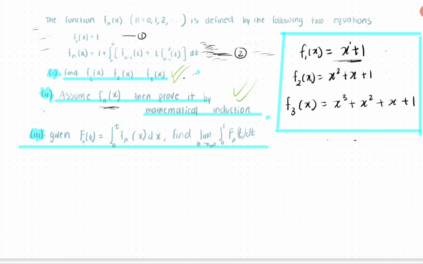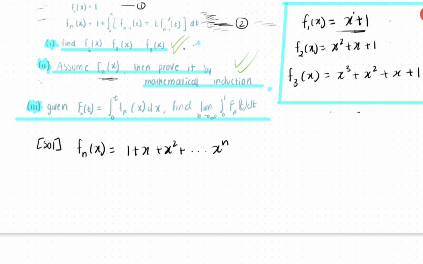Alright, so we're at the last part of the problem, and this part of the problem is maybe kind of tricky, but nonetheless, I'm going to read it. Given F_n(t) is equal to the integration from 0 to t of f_n(x) dx, find the limit as n tends to infinity of the integration from 0 to 1 of F_n(t) dt. And if you want to give this problem a go, feel free to pause it. Alright, so I'm going to go over the solution.